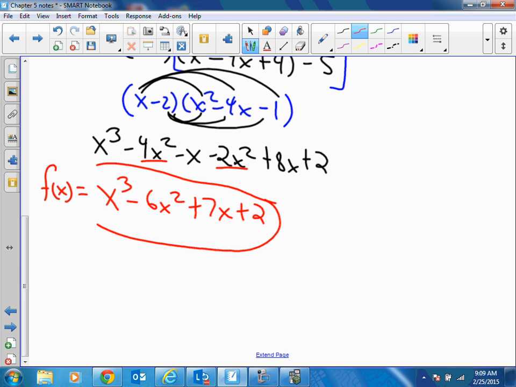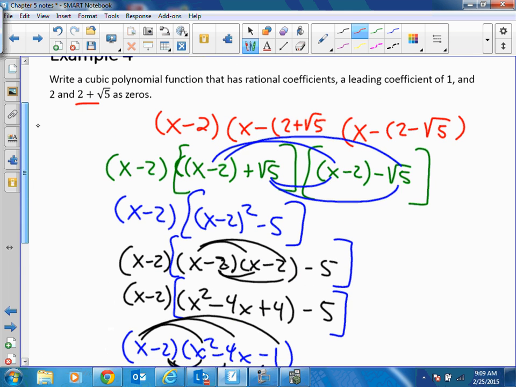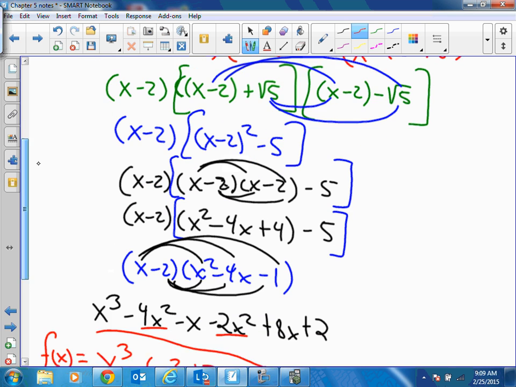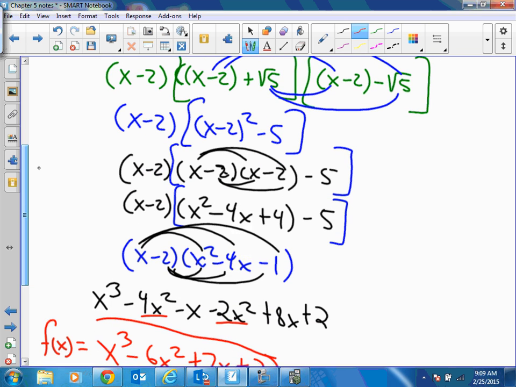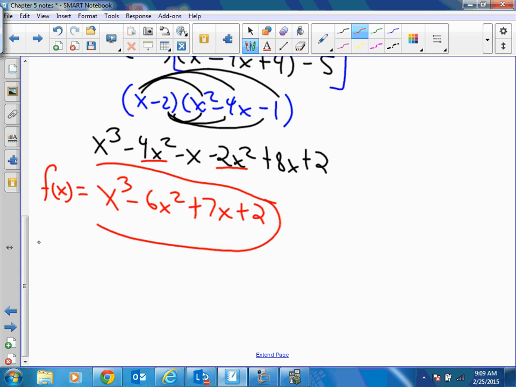Okay, so that's a little confusing. We'll have to talk about that in class, how to do that. Especially with the radicals, it makes it a lot more difficult. Just setting that up and grouping that differently. And we should have kept the x minus 2 separate from that. But we'll talk about that more in class.